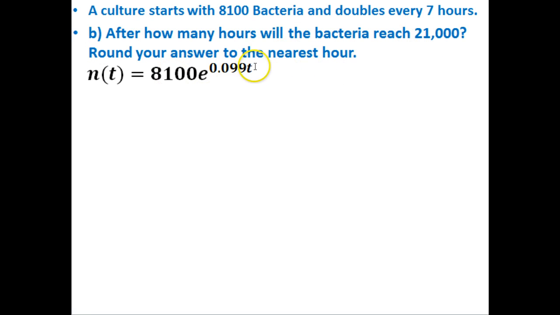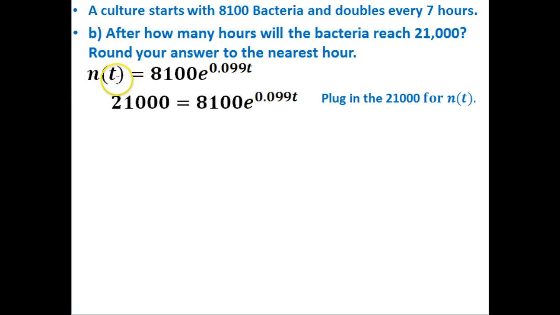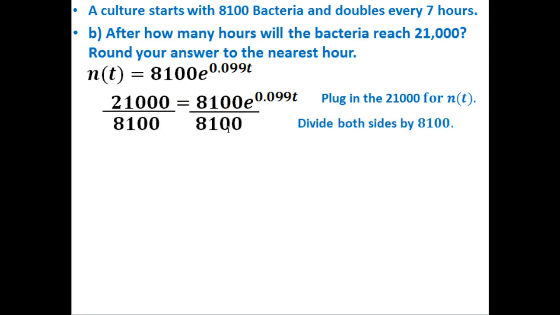Okay, so in this case, we're trying to solve it for t. We don't know what the t is going to be. So we're going to plug in 21,000 for N of t on this side, because that's going to be our final population, if you will. So I plug that one in here, and again, we're looking for the t value now. I've got to try to isolate that. We've gone through this process before. I've got to get t all by itself, and it's in the exponent, so I've got to get rid of everything else here. So I'm going to divide both sides by 8100, and that'll give me this.